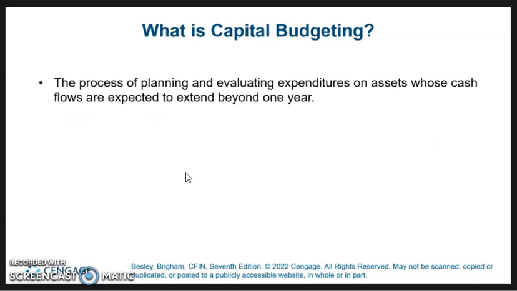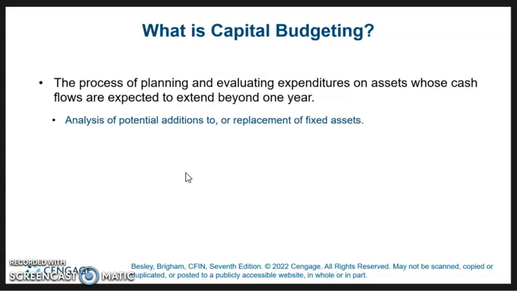So, what is capital budgeting? Capital budgeting is planning and evaluating your long-term expenditures, your expenditures on assets. A capital asset is an asset with a life that exceeds 1 year. In most cases, we're talking about projects that might be in place for 10, 20 years or even longer. If you think about a factory or some pieces of equipment.